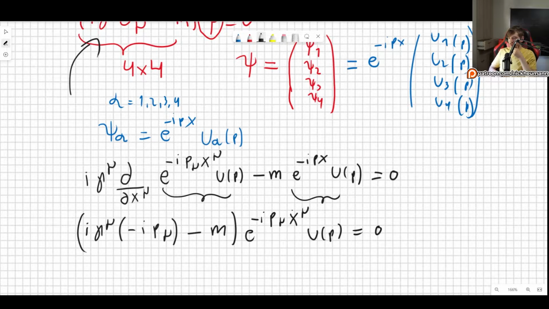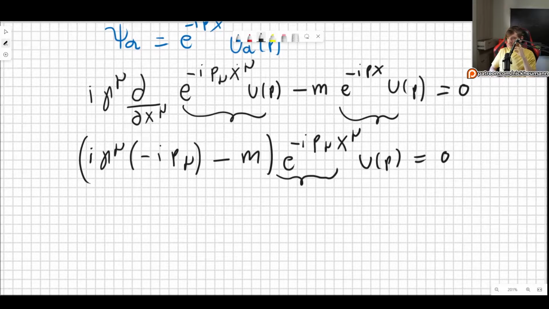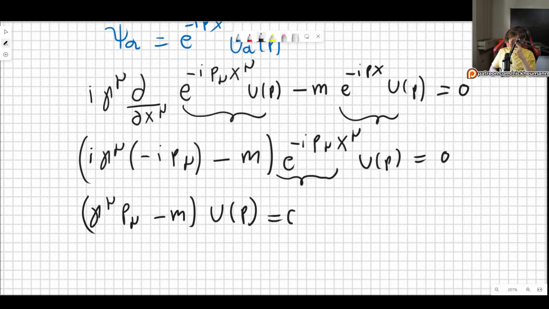Okay, so now for this to be 0, first of all, this part right here can't really be 0. So we can just drop it for now and stick to the rest. Here, multiplying through, we get a minus sign from the i squared, and it will cancel out that minus sign. So we get (γ^μ p_μ − m) times u(p).